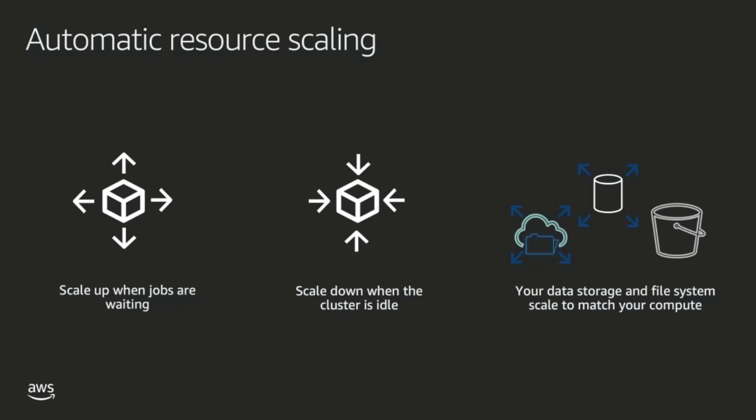This elasticity applies to your data storage and file systems shared across all of your computing clusters as well. With the virtually unlimited infrastructure in AWS, you can bring even your largest data to AWS and use it in a performant and cost-effective way for HPC.